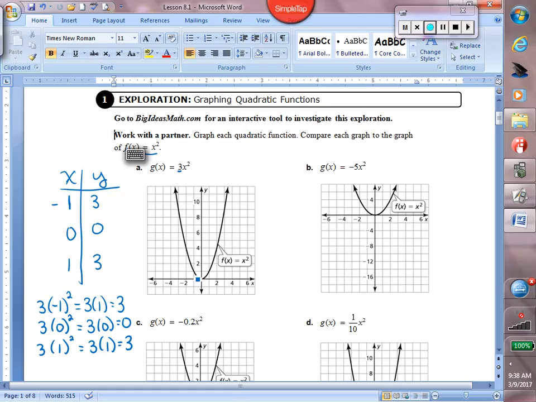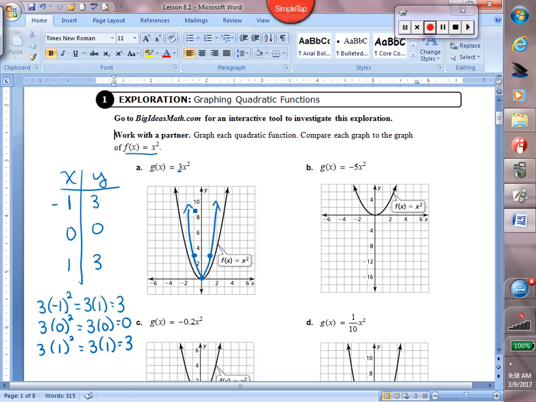So -1, 3, -1 on the x, 3 up on the y-axis, 0, 0, and then we have 1 and +3. Let's go ahead and connect our points. Remember, our parabola should be that U shape, nice and curvy.